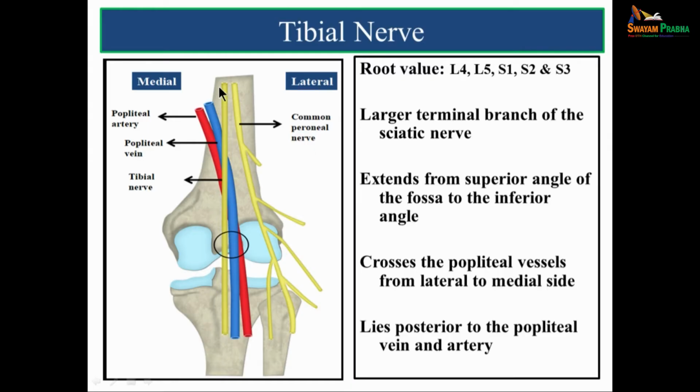So this is the lateral side, this is the medial side. Popliteal vein is here, popliteal artery is here. The tibial nerve is crossing as it courses along the popliteal fossa. It crosses the popliteal vessels from the lateral to the medial side, and it lies posterior to the popliteal vein and artery. Here you can see the relation.